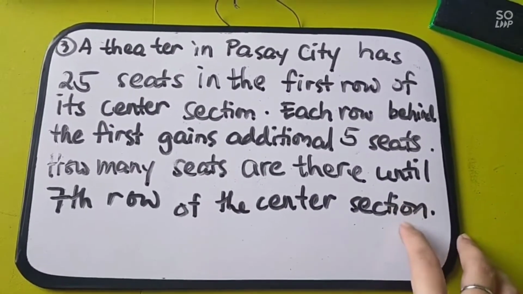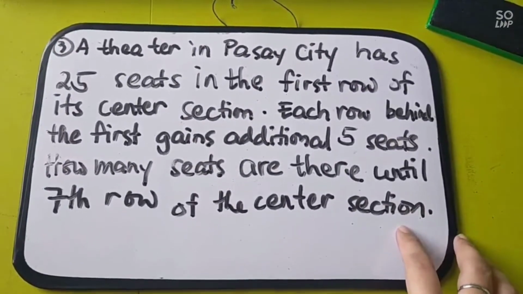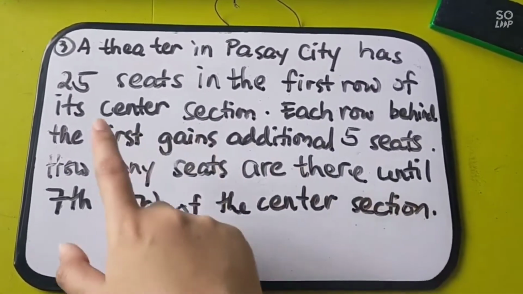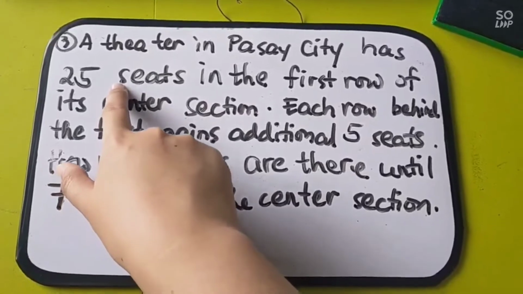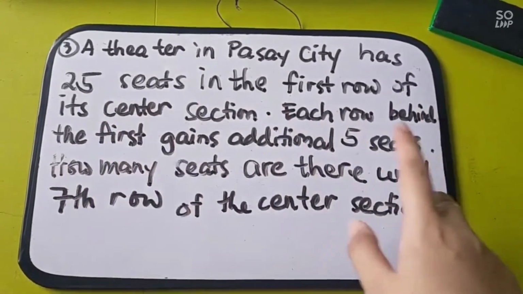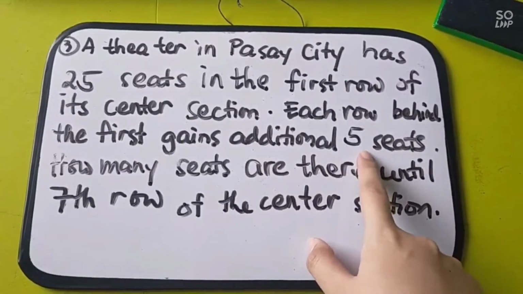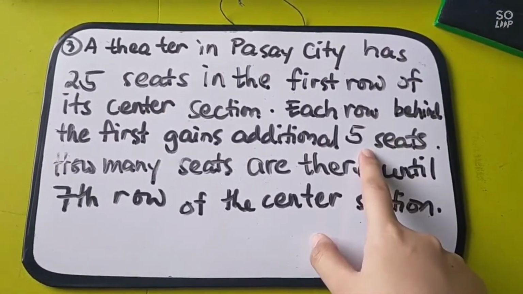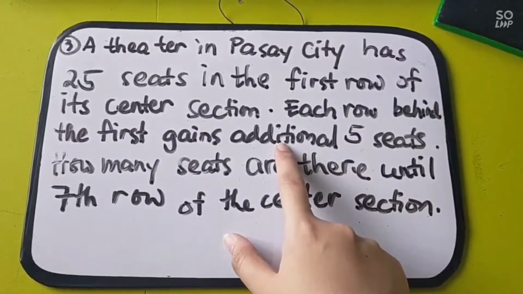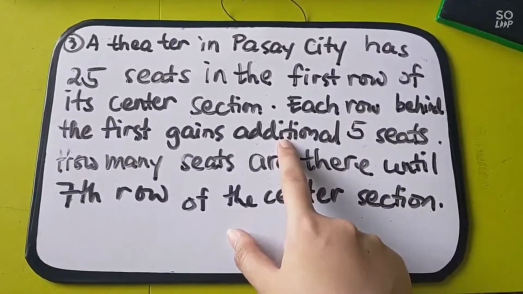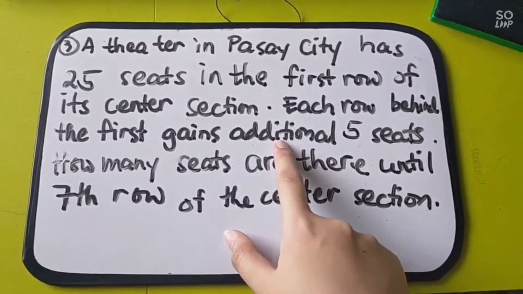So, let us see the given first, if it's arithmetic or geometric. It says that in the first row, we have 25 seats. And then, each row behind it has an additional 5 seats. Alright? So, since it is an additional 5 seats, it is arithmetic. Alright? Is it a sequence or a series?